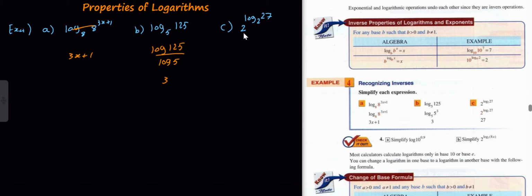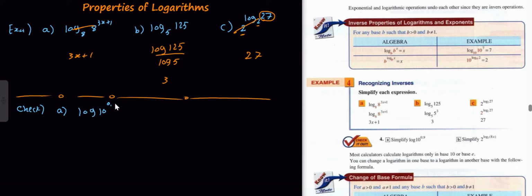For the last one, C, this base and the base of the logarithm are the same. So these two will cancel. 27 is remaining here. The answer will be 27. That's it. It is very easy. For the check-it-out examples, when you apply the rules, it will be very easy.